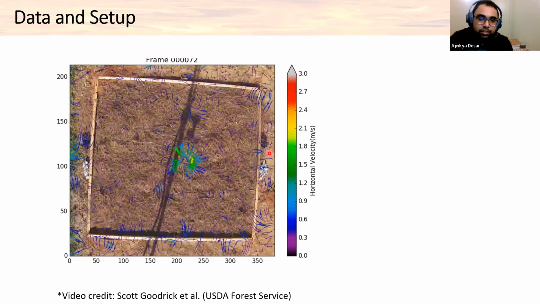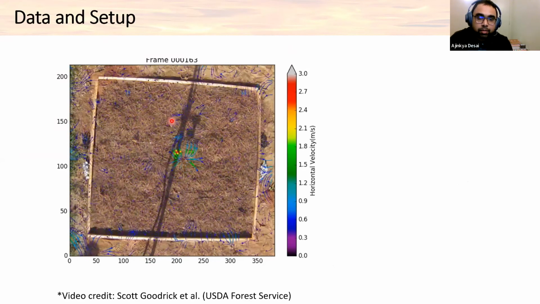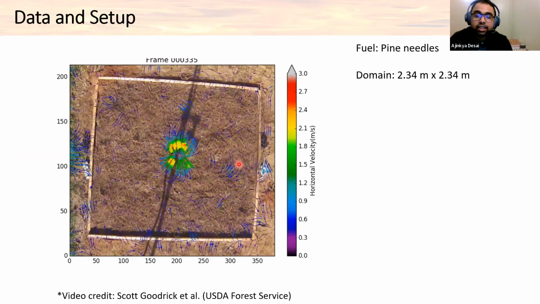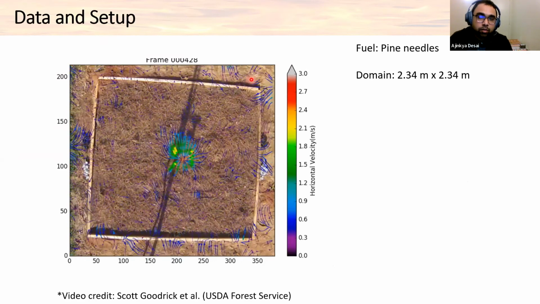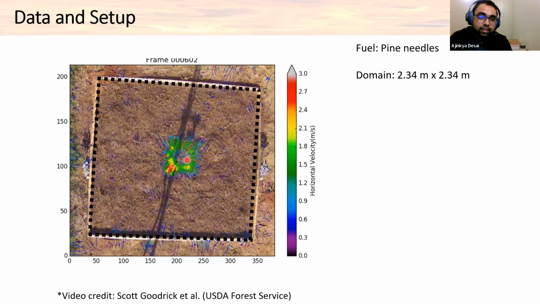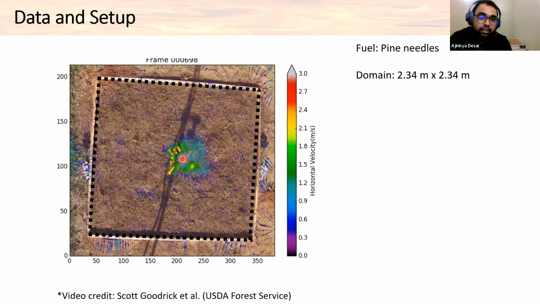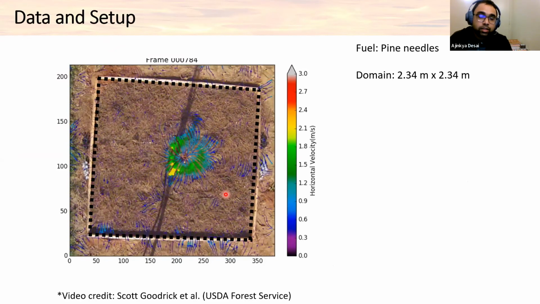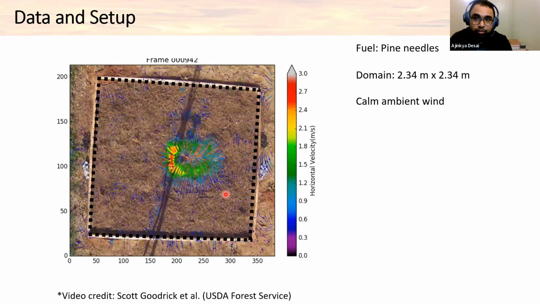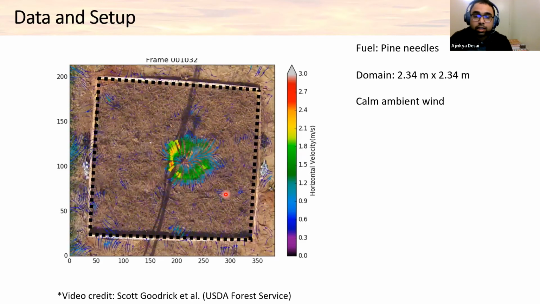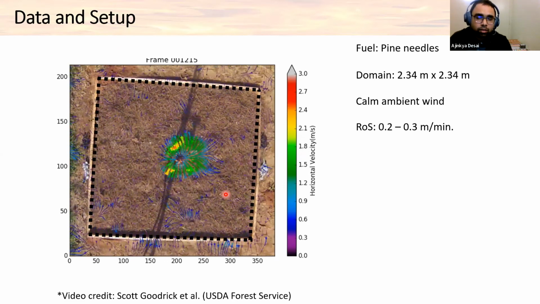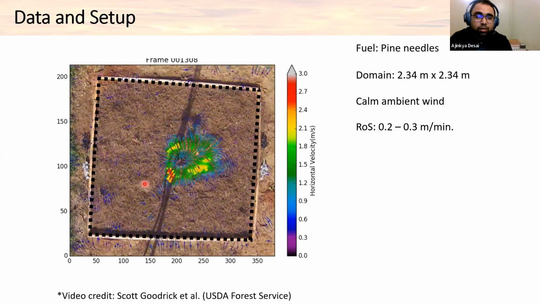Thankfully it does play. So essentially, we have a fuel bed over here that's comprised of hand-drawn pine needles. They've been spread by hand, so there might be some heterogeneity in the fuel. It's a relatively small domain of 2.34 by 2.34 meters squared. The fuel bed was ignited near the center of the domain, and the fire was allowed to spread in the absence of any ambient wind forcing. The day was chosen in such a way that there weren't any strong ambient wind gusts, which is why the rate of spread was relatively low, 0.2 to 0.3 meters per minute. It's quite low.